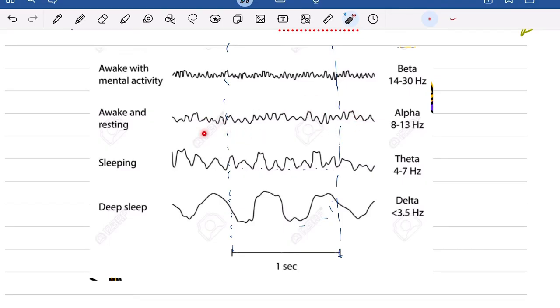This is alpha waves. Now in case of beta waves, we have awake with mental activity. So you can see there are a lot of waves here. The frequency has increased. Beta is for 14 to 30 Hertz.